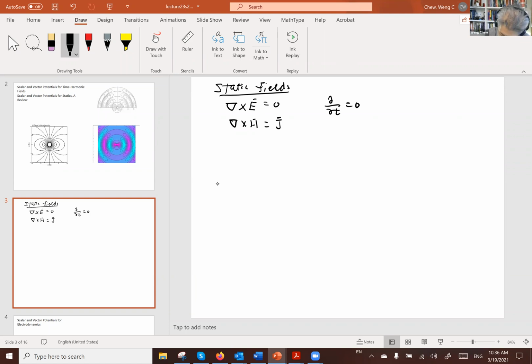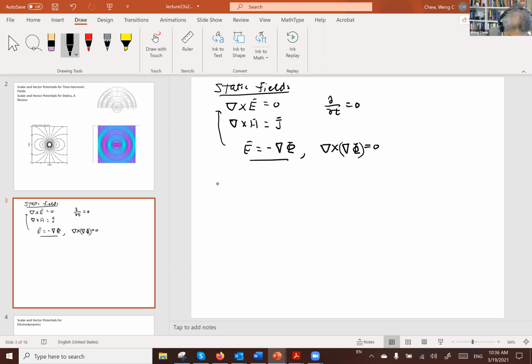As a revisit of the previous knowledge, in order to satisfy equation 1, we let E be equal to minus the gradient of a scalar potential, using the fact that the curl of a gradient is always equal to 0. This is always true, and then the first equation is always satisfied. By just assuming a very simple thing like this, the first equation is satisfied.